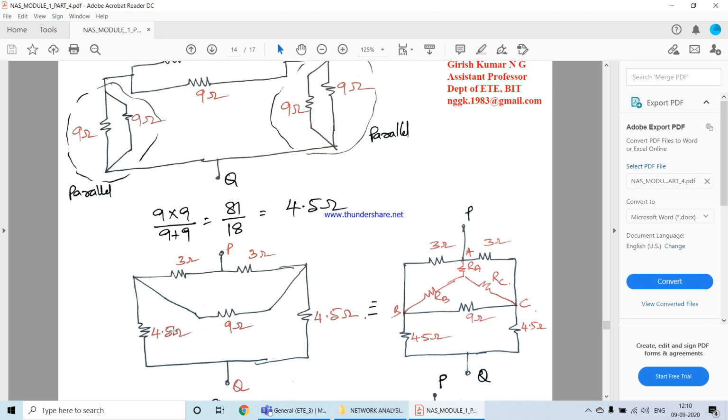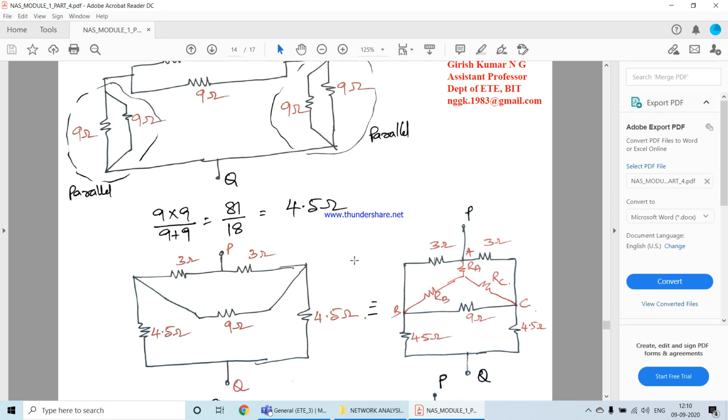Now I'll try to write the same network in this sense, because this node is common for all these three branches. This node is also common for all these three branches. So I can just elaborate that node in this way. This is how I have written. So 3 ohm, 3 ohm, 9 ohm, 4.5 ohm, 4.5.